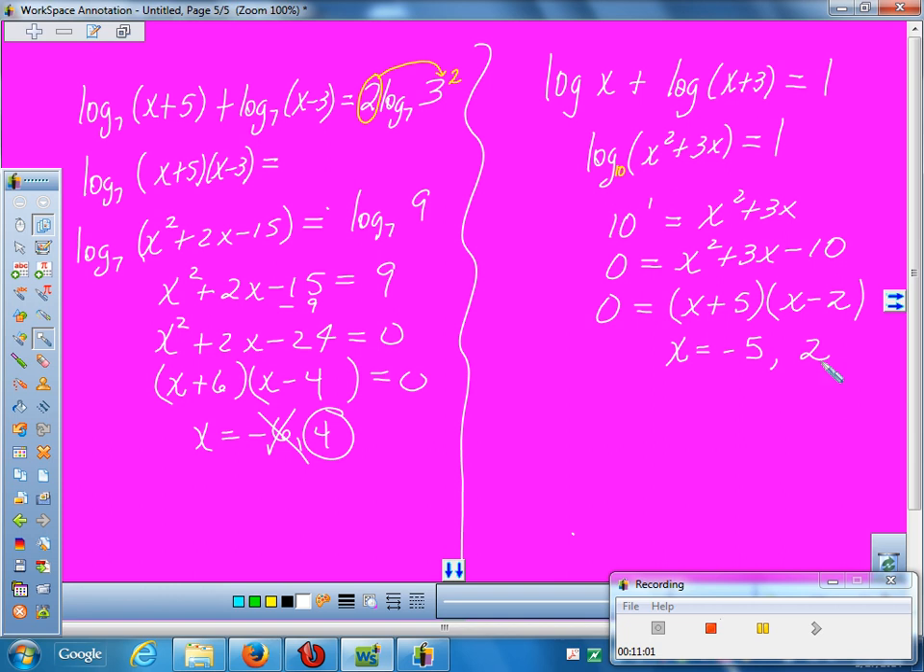No, we gotta check it. So, if I sub in negative 5, will that work? Log of negative 5? No. So that one's bad. If I put 2 up here in the original problem, log of 2 is positive. Log of 2 plus 3, positive. So 2 is the correct answer.